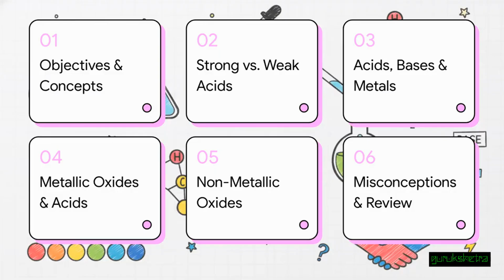Here is the roadmap for our learning journey today. 1. Objectives and core concepts. 2. Strong versus weak acids. 3. Acids, bases, and metals. 4. Metallic oxides and acids. 5. Non-metallic oxides and bases. And finally, 6. Misconceptions and a final review.